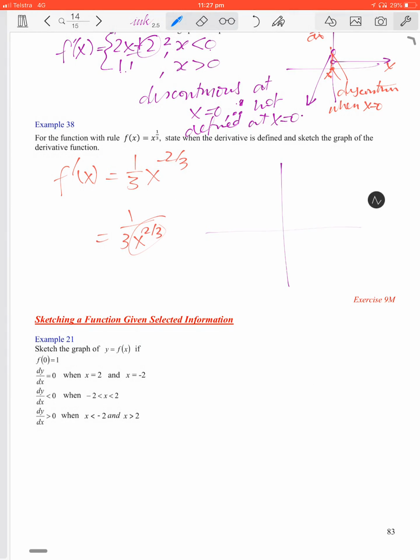X to the 2/3, so I know it's 1 on, but we just sketch x to the 2/3 for a start. If I put a positive number in, if I square it and then cube root it, it's going to go downwards, so it's going to look like that. If I put a negative number in and I square it, it's going to become positive, and then when I cube root it, it's going to look like that. So that's the graph of x to the power of 2 on 3.